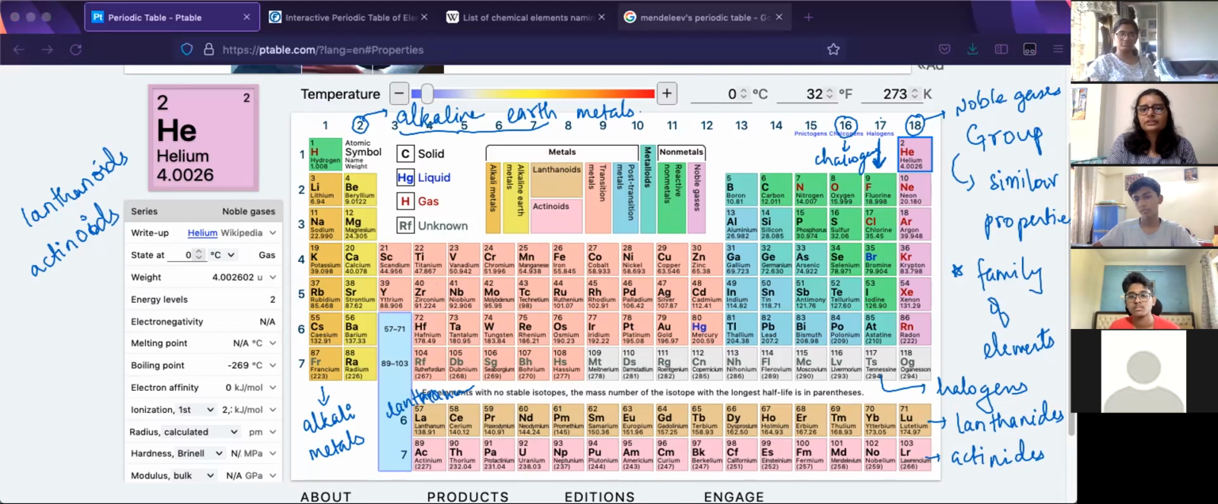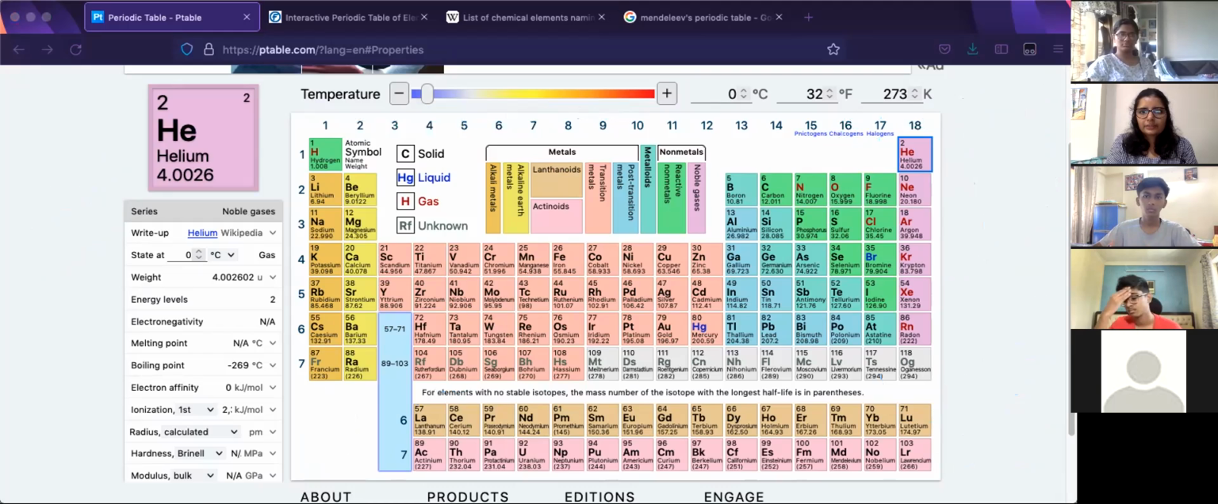Now, the significance of groups and periods. Can I erase all the things that are written? Now, significance of groups and periods. For groups, I already mentioned that a group is a family of elements with similar properties. Now, what is the significance of periods? Why are the horizontal rows called periods? Can you think of a reason why? Observe what is happening after every period.